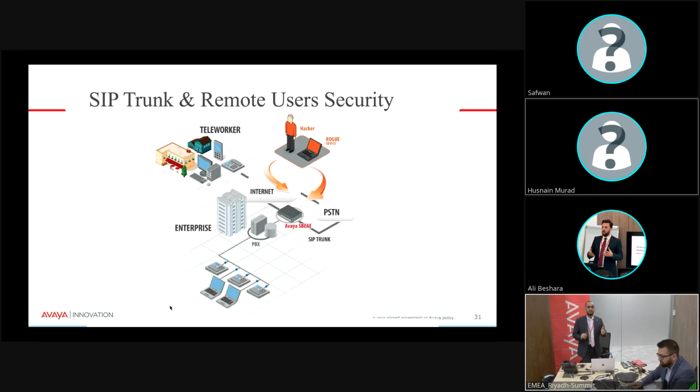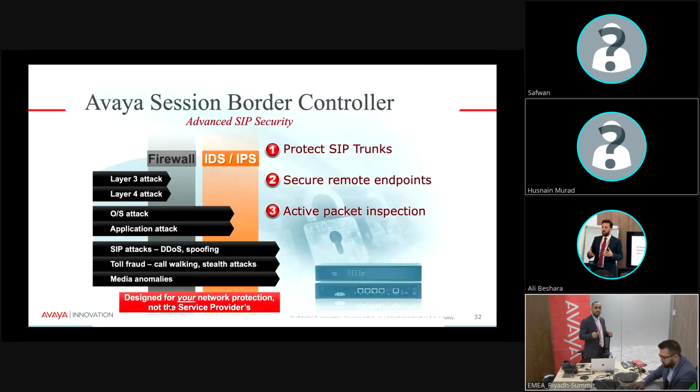And another kind of security for the SIP trunk and for the remote users. In this case, if the customer asks to secure the SIP trunk and the remote users, we can sell that customer the session border controller, where the session border controller today can secure the SIP trunk. Without that, we cannot secure any SIP trunk, as well as any remote phones, any remote soft phone. Not only that, we can use today the SBC as a VPN-less.